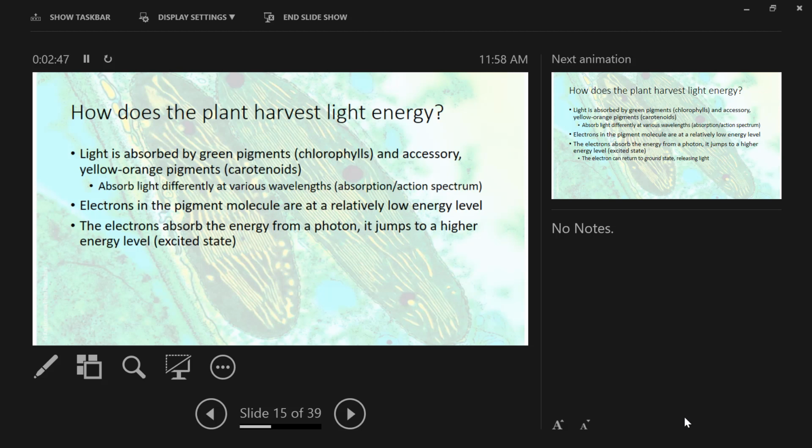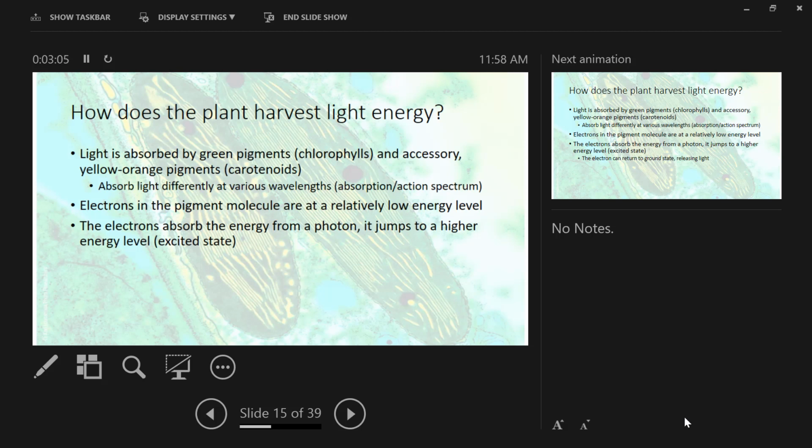And why is that again? Somebody remind me. We've talked about this before, and I know you've talked about this in chemistry. Why do electrons want to be in the lowest energy level possible? Yeah, Allison. Because they're closer to the nucleus. Yeah, they're closer to the nucleus. Electrons are negatively charged. The nucleus is positively charged. They want access to that positive charge.